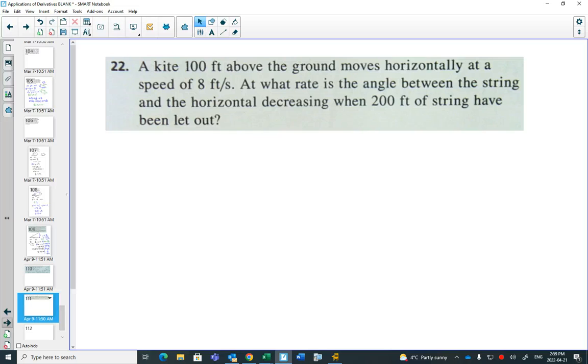A kite 100 feet above the ground moves horizontally at a speed of 8 feet per second. So we draw our string. Here's our little guy. He's got a string, having a good day. Here is our kite. Draw it mathematically correct. Definitely to scale. That is one huge kite.